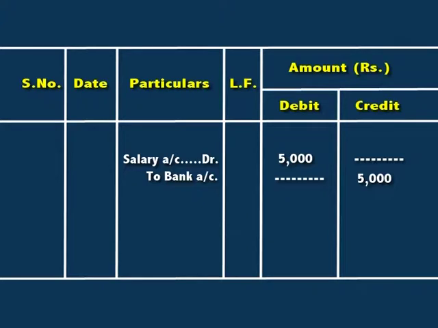On the other hand, the second related account, that is bank account, is a personal account and so is governed by the rule debit the receiver, credit the giver. As in this transaction, the bank will be making payment, so it will be a giver. So, second part of the rule, credit the giver, is applicable. Hence, in our transaction, salary account will be debited and bank account will be credited, and the journal entry appearing in the books of accounts of the firm will be salary account debit to bank account. The narration will be being salary paid to Ramesh by check.